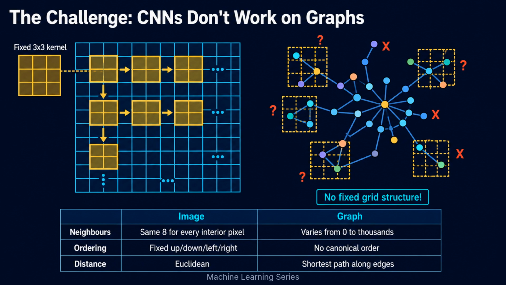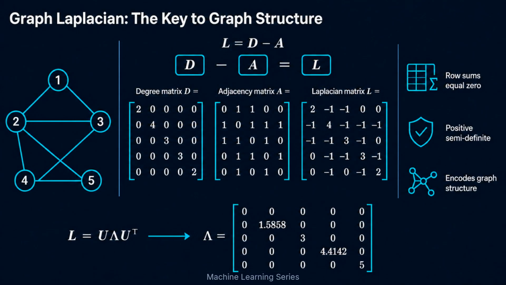One node might have 2 neighbors while another has 100. There's no natural ordering of neighbors, no up, down, left, right. And the distance metric isn't Euclidean, but defined by paths through the graph. This means we need a fundamentally different approach to define convolution on graphs. The graph Laplacian is our mathematical key to understanding graph structure.